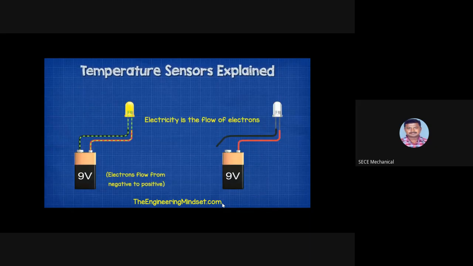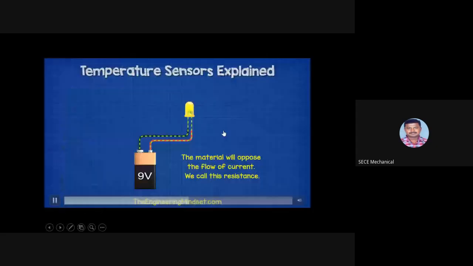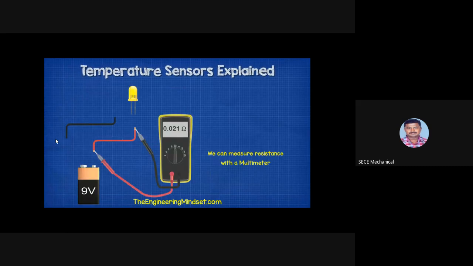Well, we know that electricity is the flow of electrons through a circuit. We've covered this in great detail in previous videos, links down below for that. When we pass electricity through a material, let's say a copper wire, the material will have some resistance to the flow of electrons. And we can measure this resistance with a multimeter.